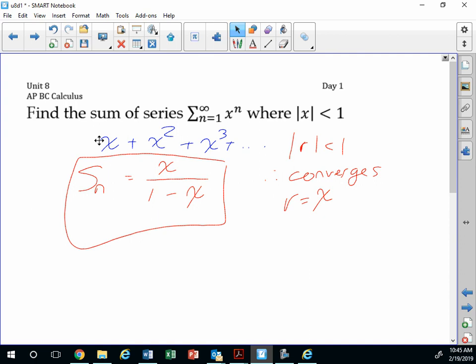Would you have to say that x is equal to r? Yes, you would have to say that r is x, so that you could tell me what r is, and the absolute value of r is less than 1. Yeah, you had to define what r was.